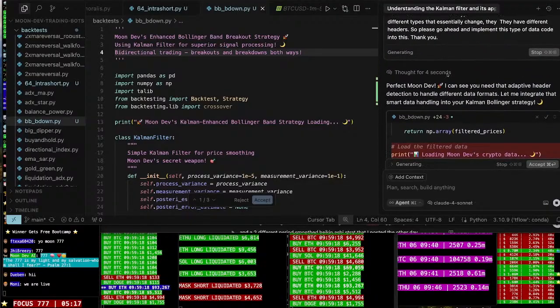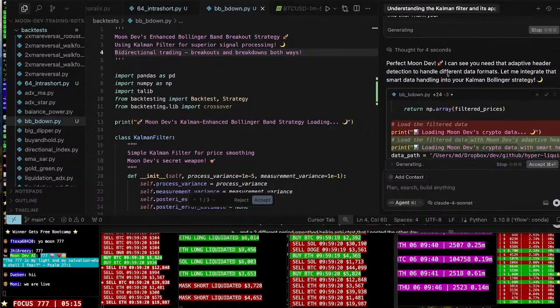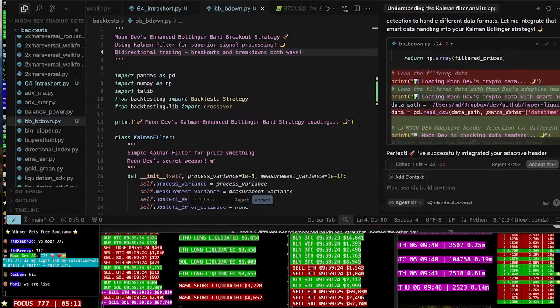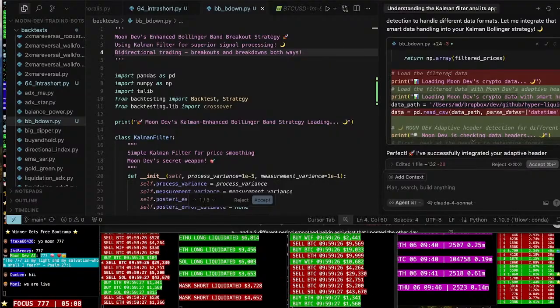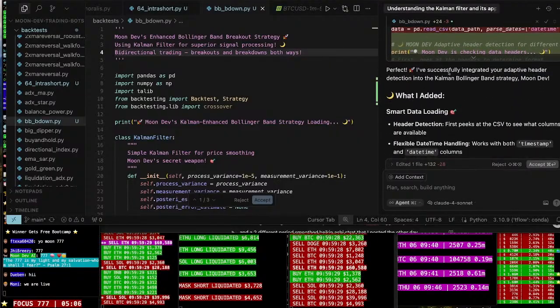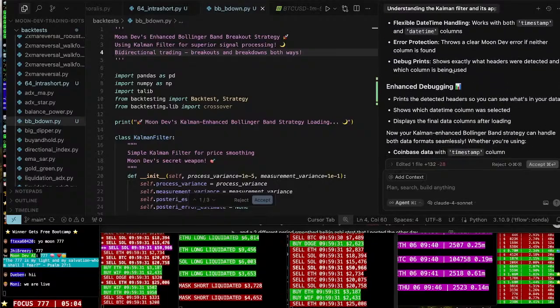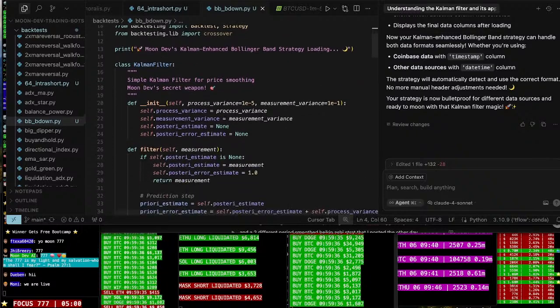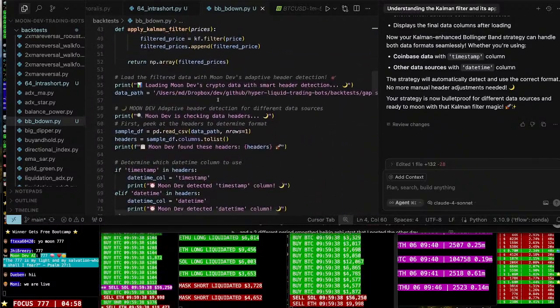Perfect, Moondive. I can see you need the adaptive header detection to handle different data formats. Let me integrate that. Thank you. That's exactly what I want. So you can see how AI just does everything for me. I just bring the ideas. I just bring the research. Okay, accept. Now let's see if it has the data that we want to use.